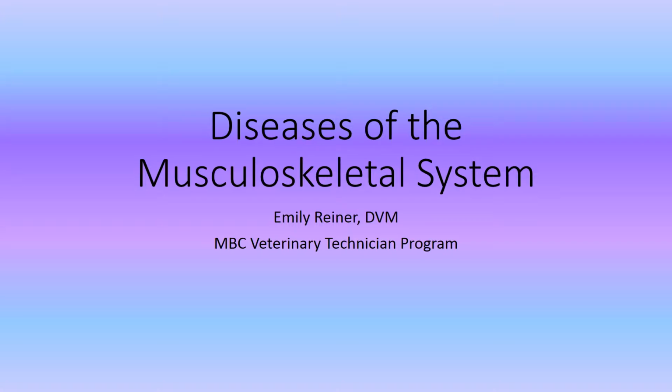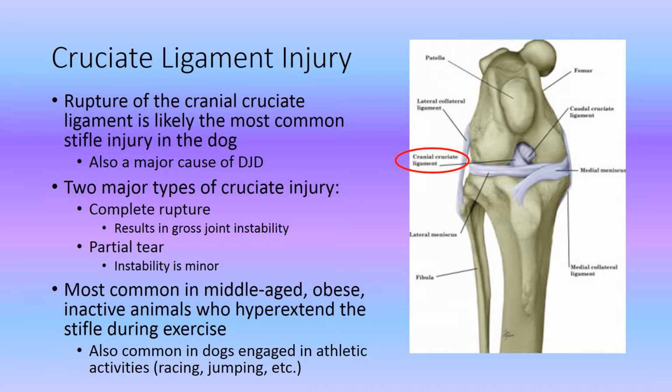We are working our way and finishing up Module 6.1, which is Common Diseases of Small Animals, and we are going to talk about musculoskeletal diseases. The first one we're going to talk about, very commonly seen in small animal practice, is cruciate ligament injuries. The cruciate ligament, as you can see here, is located in the stifle, and it is most commonly caused by injury.